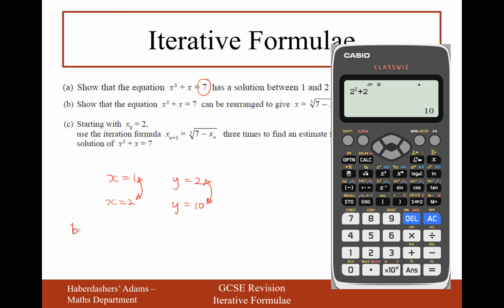So because 7 is in between 2 and 10, there is a solution between 1 and 2 that will equal 7 exactly.